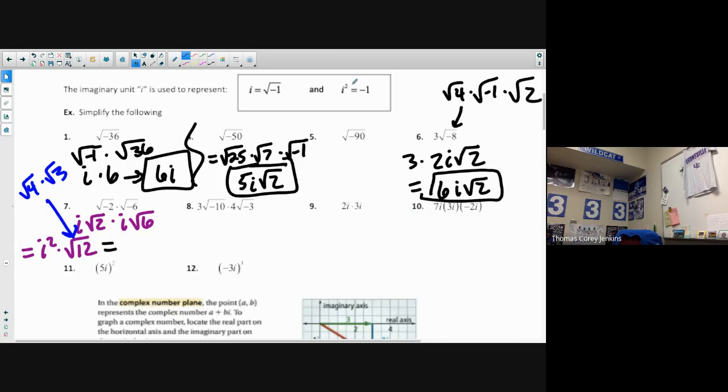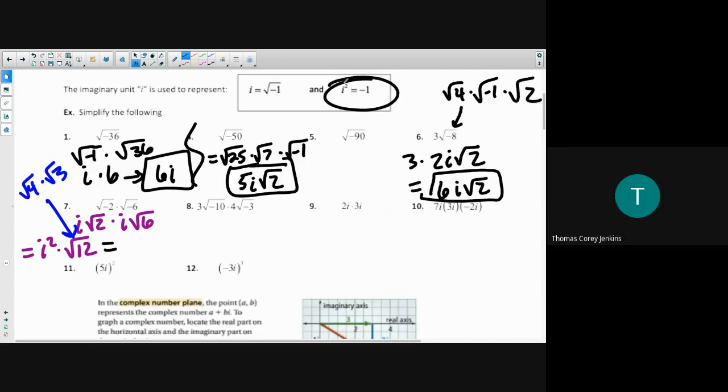So i squared, all right, this is the first time we've seen this. i squared is equal to -1, right, because it's the square root of -1 squared, right? So that's -1 times 2 square roots of 3. So that'd be -2 square roots of 3. And again, think about if we would have done that first step. If we take the square root of -2 times -6, that'd be the square root of 12, which does not give us -2 square roots of 3. That would give us 2 square roots of 3. So that would have been incorrect.